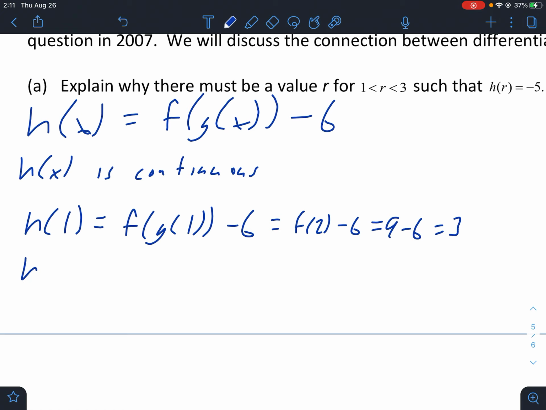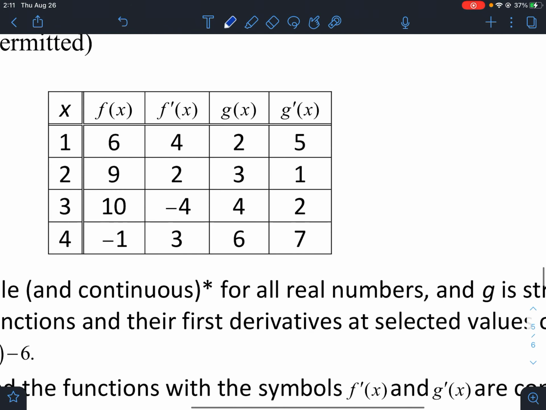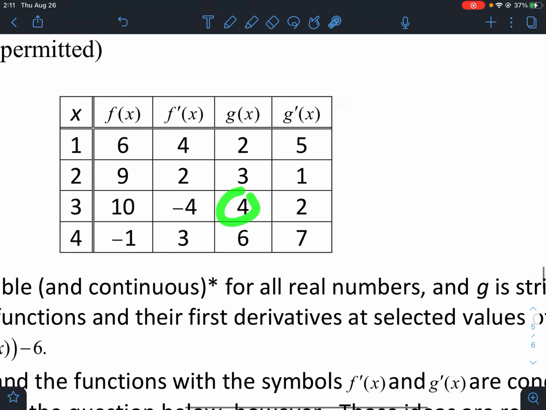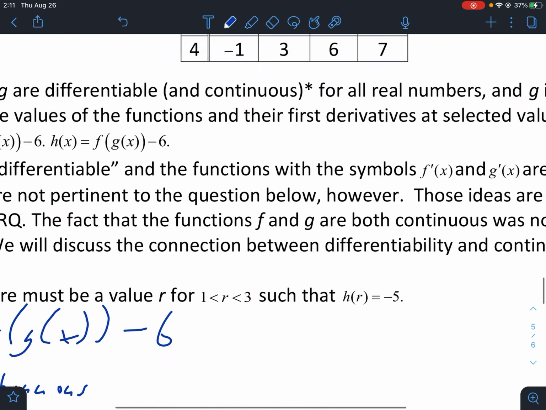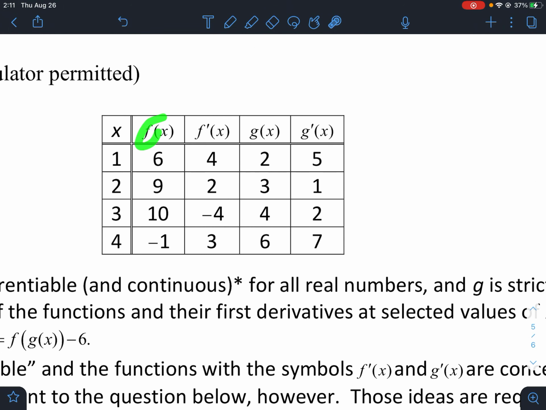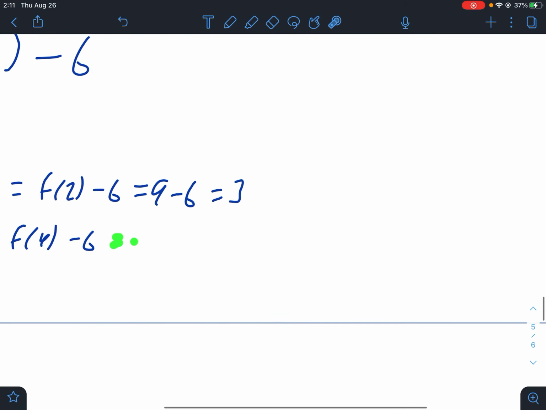Now let's repeat that for h of 3. F of g of 3 minus 6. G of 3 is 4. So f of 4 minus 6. And then f of 4 is negative 1. So, sorry about that. Negative 1 minus 6 is negative 7.